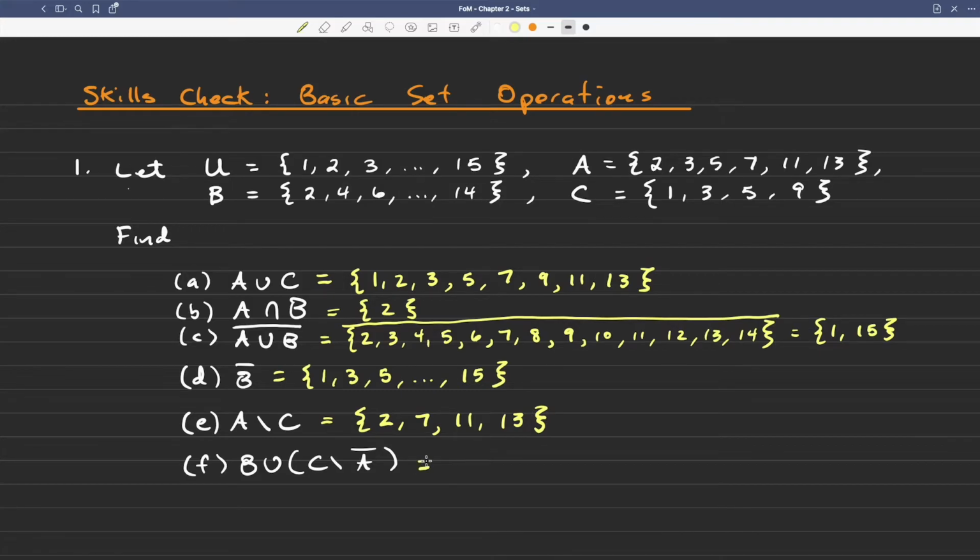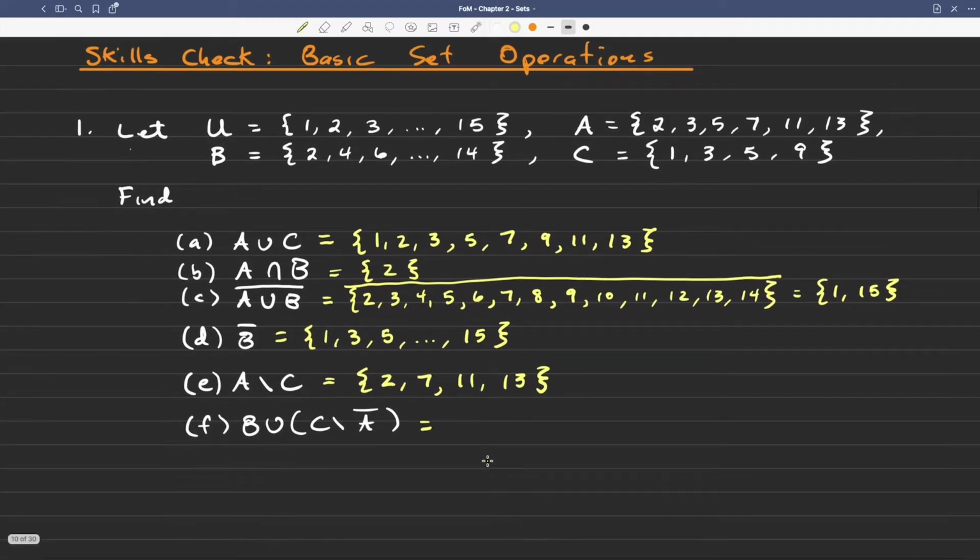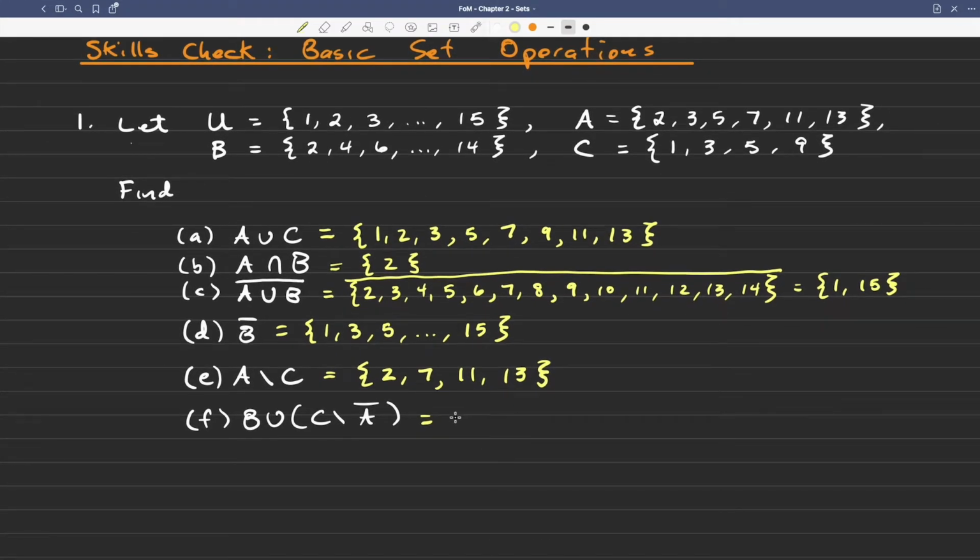Now for this last one, we probably want to do a multi-step process. So this would be B. Let me go ahead and write down 2, 4, 6, all the way up to 14. So just the even numbers inside of the universe. And then we're going to union. And then what is C minus A complement? So let me write down C is 1, 3, 5, 9. And I need to subtract A complement. Well, what is A complement?